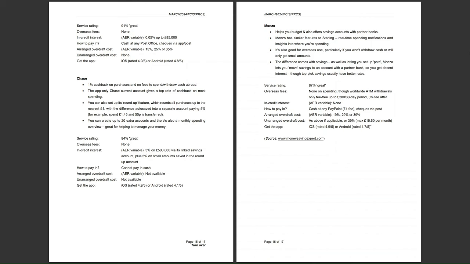Arranged overdraft cost. The AER is 15, 25 or 35%. Now this is the lowest of the options in which this facility is offered. The unarranged overdraft cost, well, there is no option for an unarranged overdraft cost, but it's important to note that Jade is very unlikely to use an unarranged overdraft, making this argument relatively insignificant.